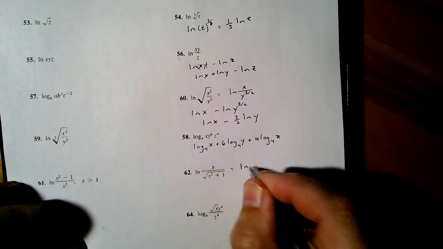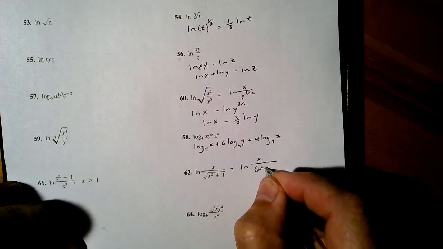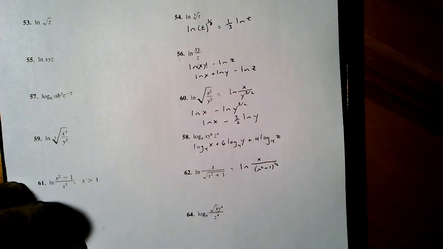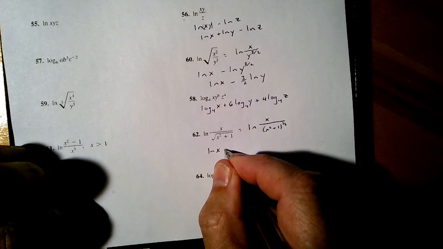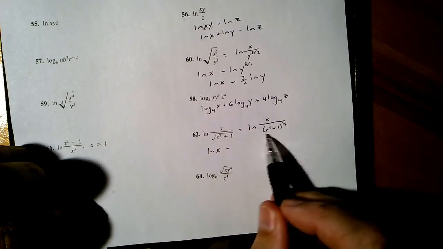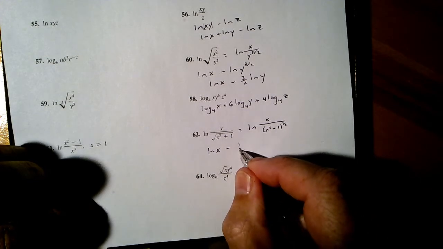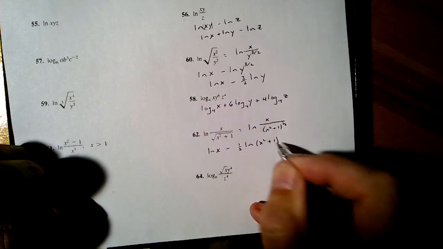Going to think of this in my head at the very least, if not rewrite it as x squared plus 1 to the 1/2. And that's a quotient. So that is ln of x minus, when I hit that division, it's minus. It's going to be ln of that whole denominator, but it has an exponent. So that's 1/2 times ln of x squared plus 1.